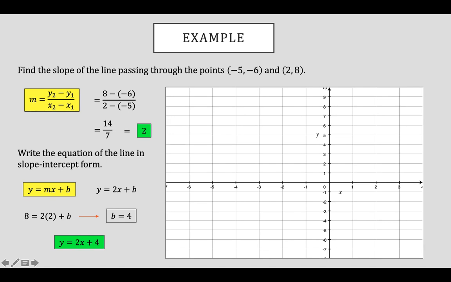And here is what the graph would look like. Okay, we have our 2 points, (-5, -6) and (2, 8). Again, it only takes 2 points to draw a line. There we have our line. Notice that drawing it in also shows us that we do indeed have the correct y-intercept at (0, 4).